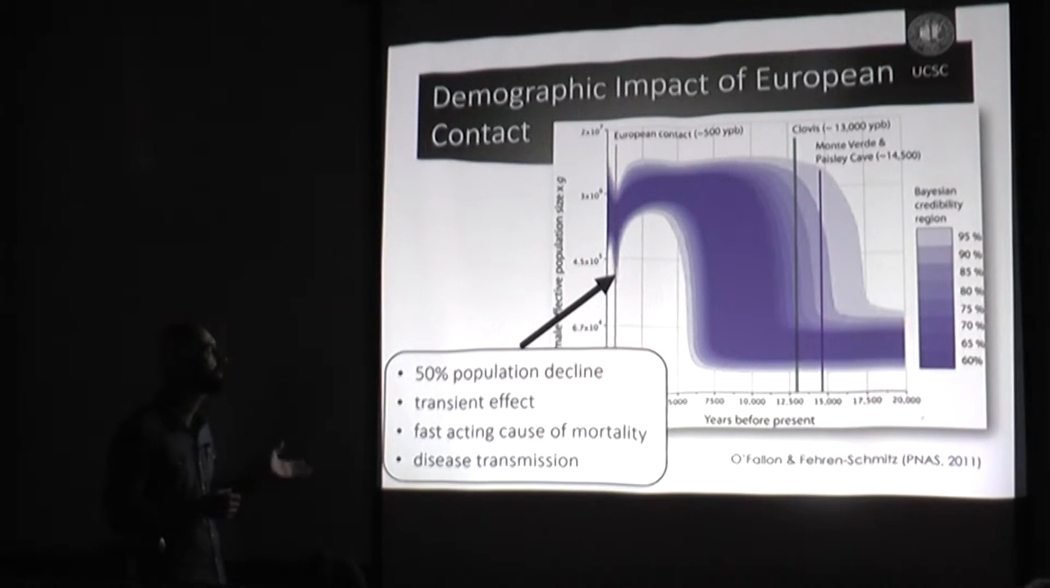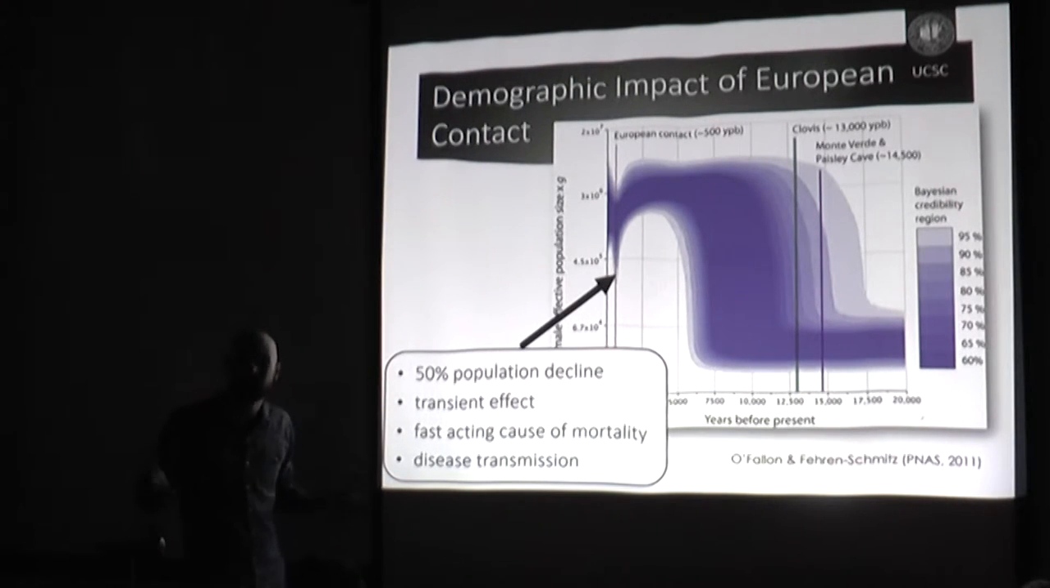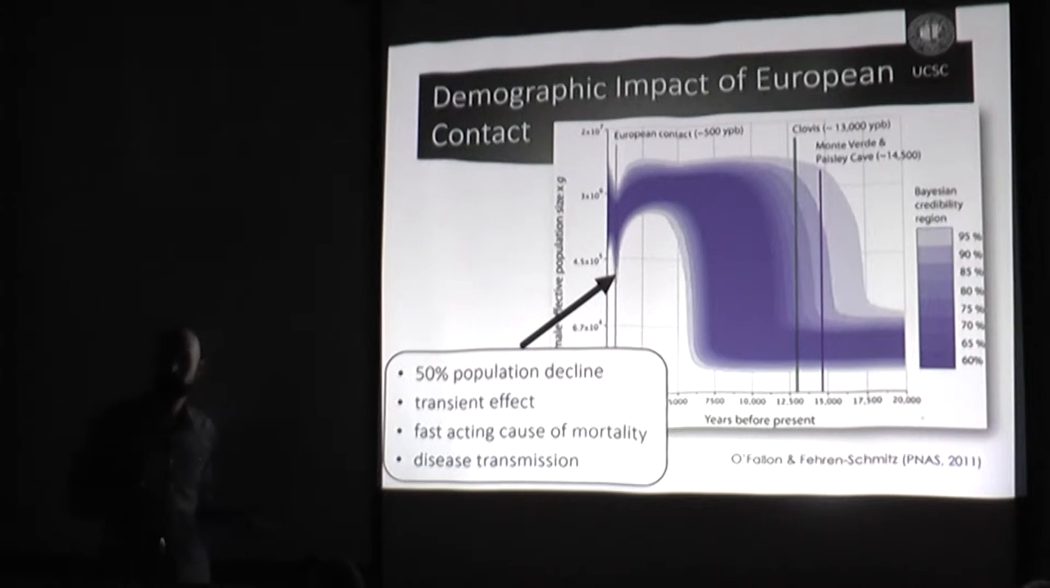That means we have to look at something that is fast acting, and inflicts mass mortality, and that brings us back to the scenarios of disease transmission that we, of course, all heard about before. But we, of course, also know that the classical scenarios of immune naivety and so on don't hold true. That's not how our immune system works.